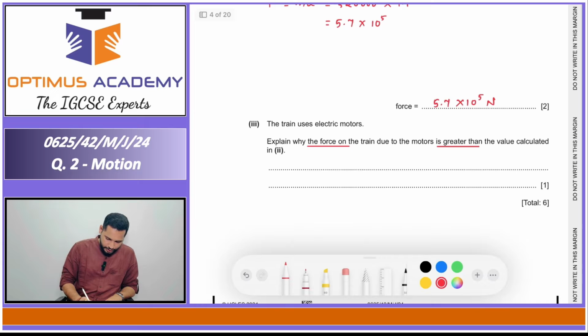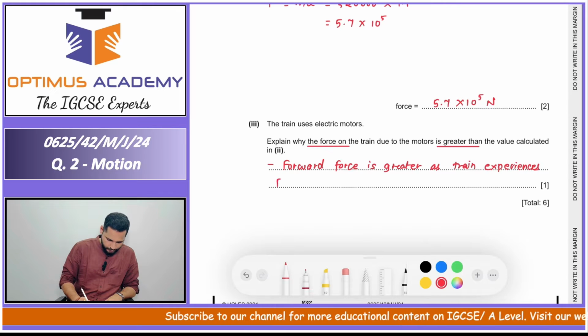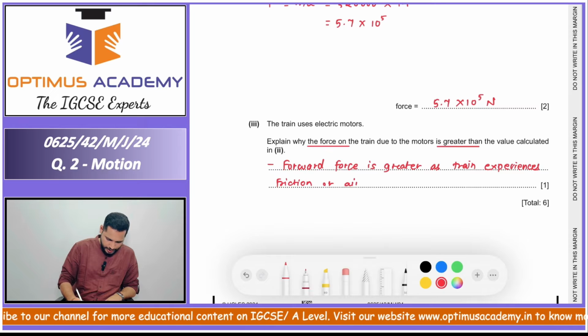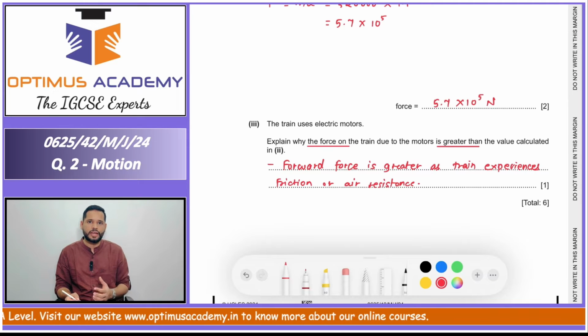here we have to write that the forward force is greater as the train experiences friction or air resistance. So for any object to accelerate forward, its forward force must be greater than the resistive forces acting on the object in the backward direction.